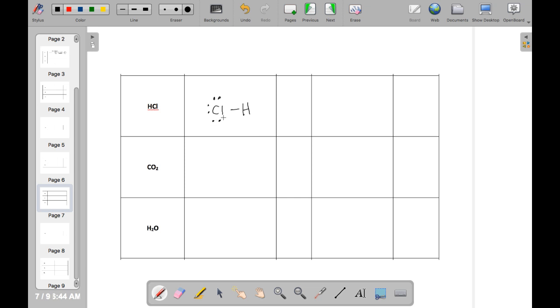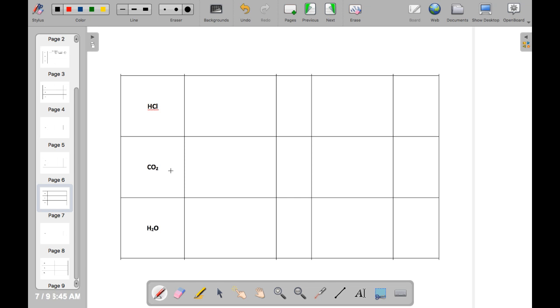Now I want to point something out. I know we're not on geometry yet, but this is linear, which means it's a straight molecule, as you can see. But this is also going to be polar. This side of this molecule has more electrons, so it's going to be a little bit more negative on this side, and this side will be a little bit more positive. Just keep that in mind as we go along here.